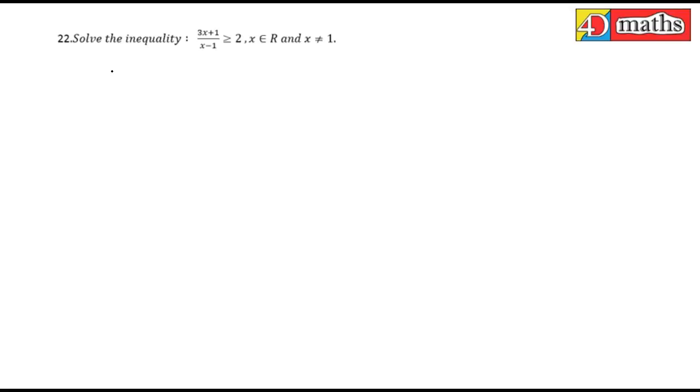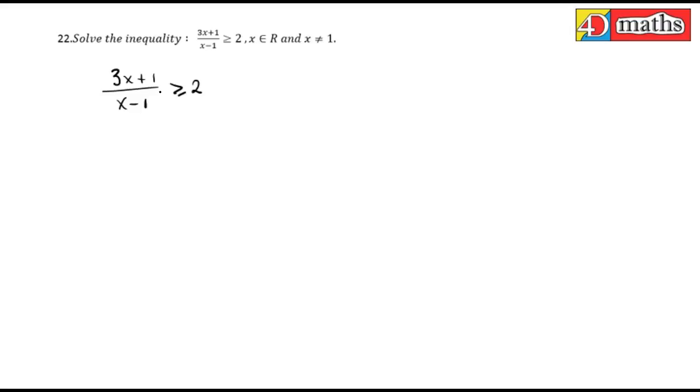Okay, we're asked to solve the inequality (3x + 1)/(x - 1) ≥ 2, where x can't be 1, right? And that makes sense because if it's 1, 1 minus 1 is 0, so you can't divide by 0, it's undefined. Okay, so how do you do this question?